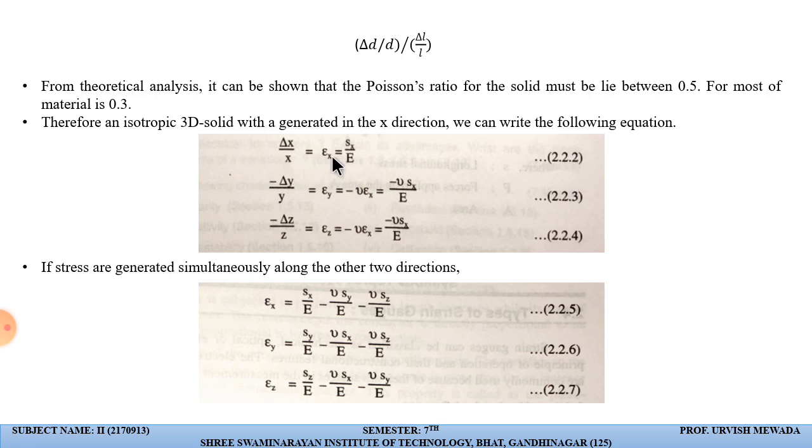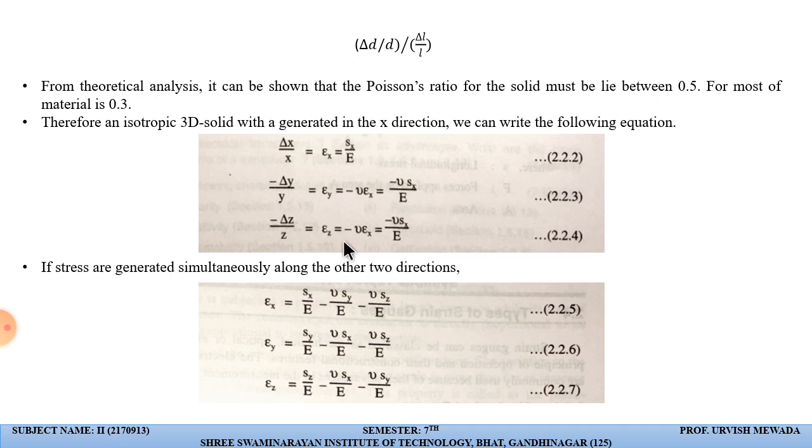As we explained Hooke's law, E is equal to S by epsilon. Here we make epsilon, the strain, the subject. So the strain in the x direction will become stress in the x direction to the Young's modulus, epsilon x equals Sx by E. Now for the y direction, it is minus delta y by y. So for y, the strain will become epsilon y equals minus v into epsilon x, equals minus v Sx by E. Here v is the Poisson's ratio, which we are applying over here. And for z, it is minus delta z by z.